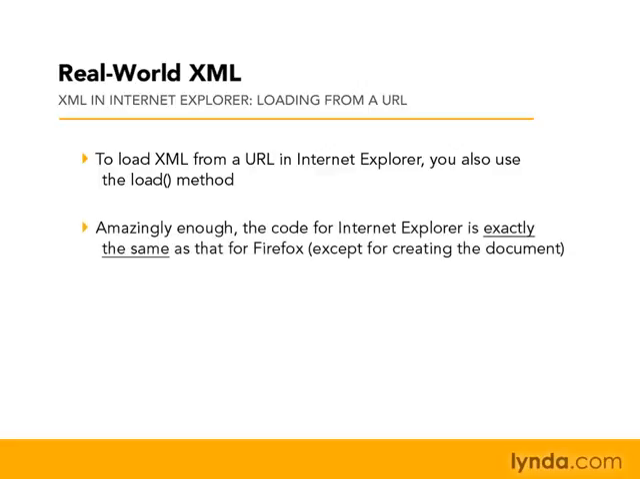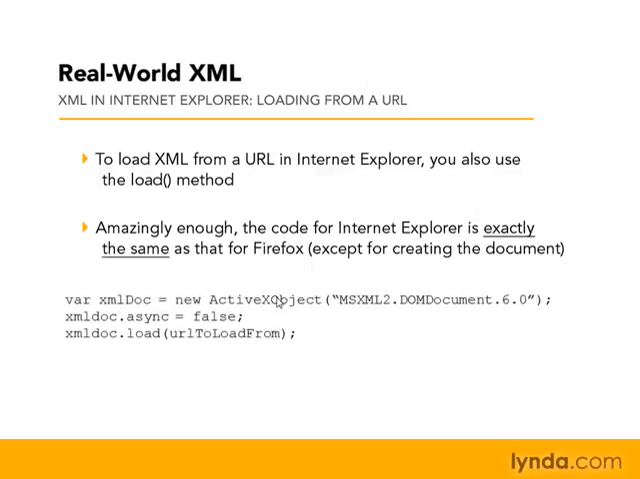Now, amazingly enough, the code for Internet Explorer is exactly the same as that for Firefox. I know, it's amazing, but they got this both the same. The only difference is how you create the document. So you see here, I've got the ActiveX object, and in Firefox, you use the createDocument method. But other than that, it's exactly the same. The async property is the same, and the load method is the same.